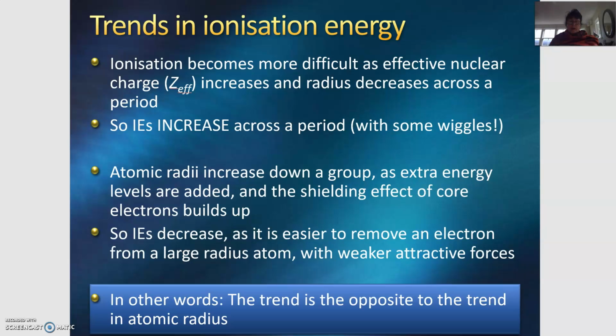And because atomic radius increases as you go down a group, the shielding effect of core electrons builds up because you've got more and more shells, and the valence electrons are further and further from the nucleus, so the radius gets bigger and bigger. So the ionization energy will decrease as atomic radius increases down a group. So in other words, the trend for ionization energy is the opposite to the trend in atomic radius.